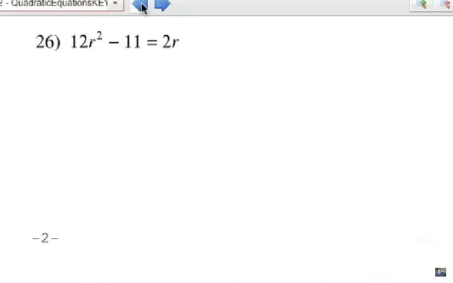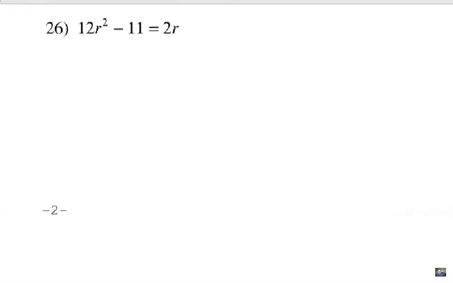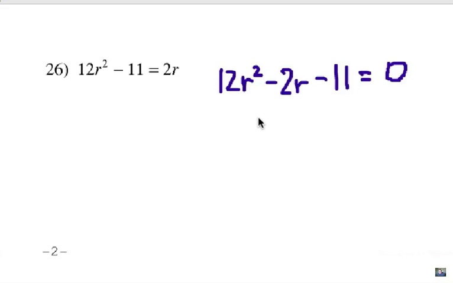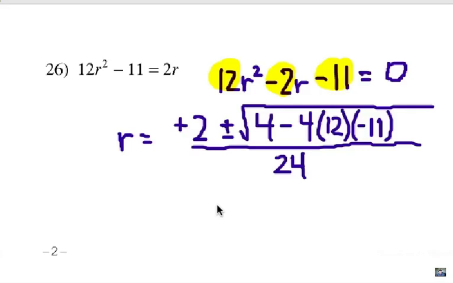Number 26. Let's take a look at that. Here's your quadratic set equal to 0, and then A is positive 12, B is negative 2, and C is negative 11. Substitute it into the quadratic formula. So B is negative 2, and in the front we have negative 2. That's why it's a positive 2 there.